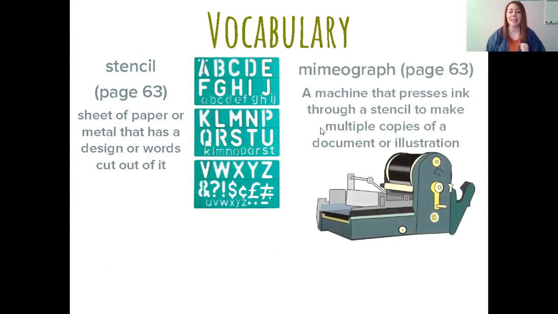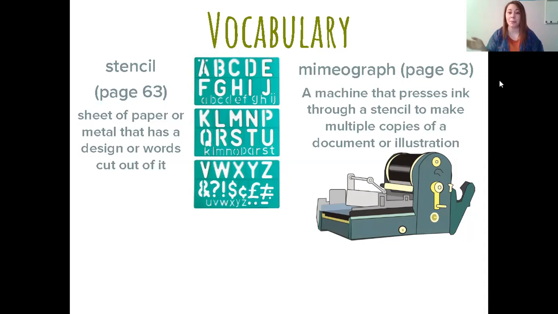The next one is a different word that you probably haven't heard before. It's called mimeograph. Mimeograph, okay? And that is a machine that presses ink through a stencil to make multiple copies of a document or illustration. Okay, a mimeograph is more of an old-fashioned tool that was used to make copies of many things quickly.